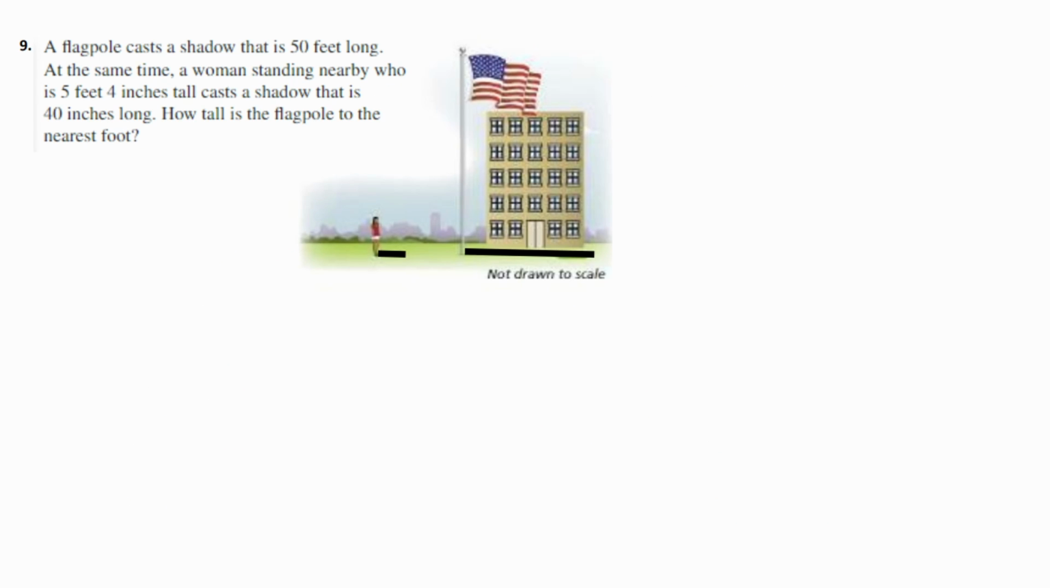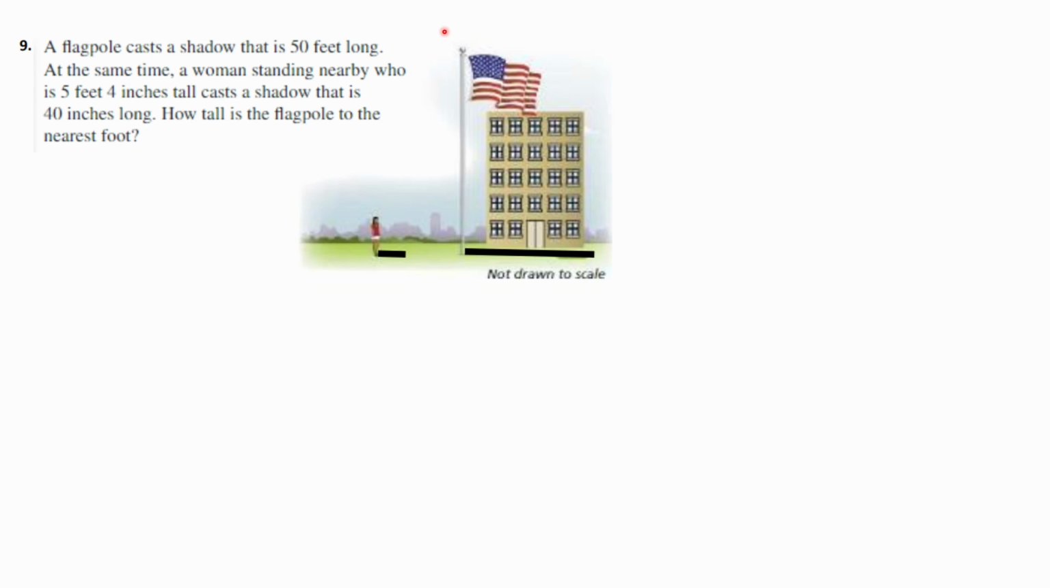All right, number 9. We have a flagpole that is casting a shadow, and that shadow is 50 feet long. So that's the shadow over here. And note the not drawn to scale, because my drawings are never appropriately drawn to scale. And then it says, at the same time, a woman who is standing nearby, who is 5 feet and 4 inches tall, that's our lady over here, is casting a shadow that is 40 inches long. So her shadow is 40 inches long. We want to know how tall is the flagpole.